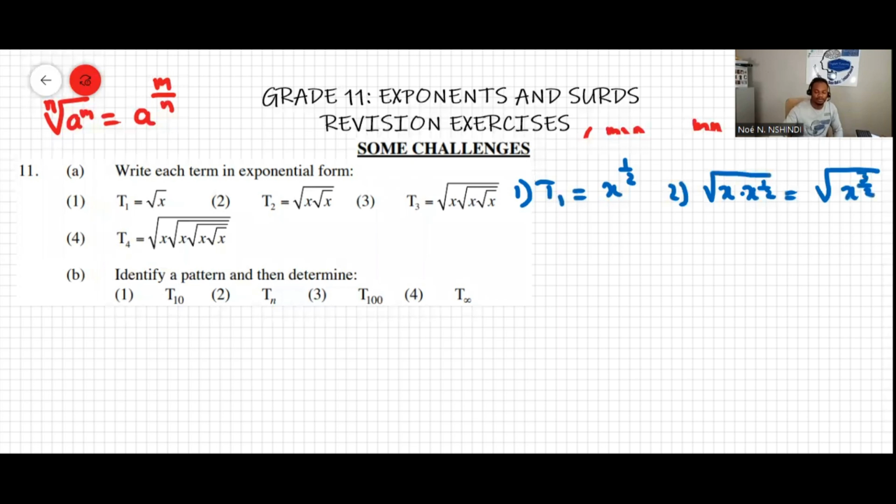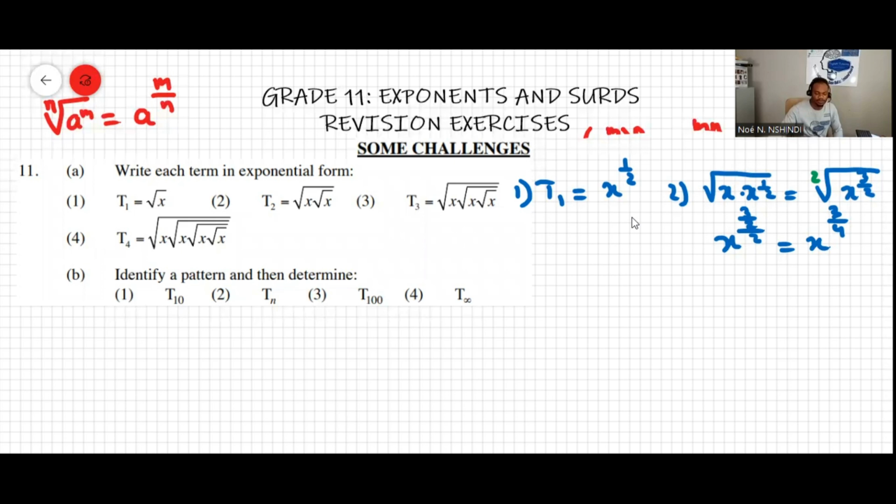Now, this is x to the power of 3 over 2 again, because I'm applying this law of exponents. So 3 over 2. There is an invisible index over here, and then this is just x to the power of 3 over 4. Okay, because the numerator is a fraction, 3 over 2, the denominator is 2, so it's going to be x to the power of 3 over 4. We multiply these 2. Okay.